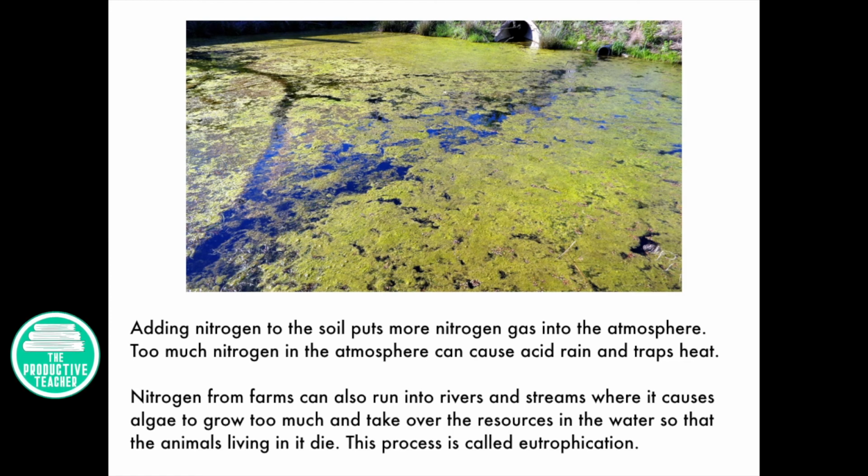Nitrogen from farms can also run into rivers and streams, where it causes algae to grow too much and take over the resources in the water so that the animals living in it die. This process is called eutrophication.